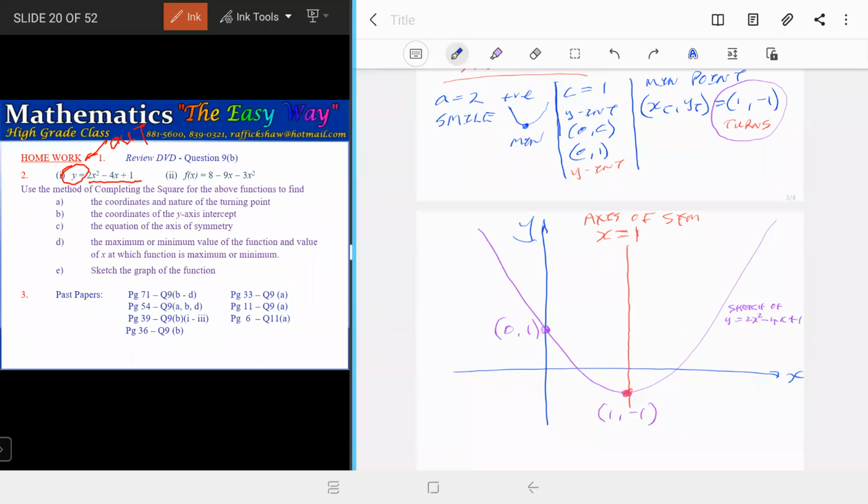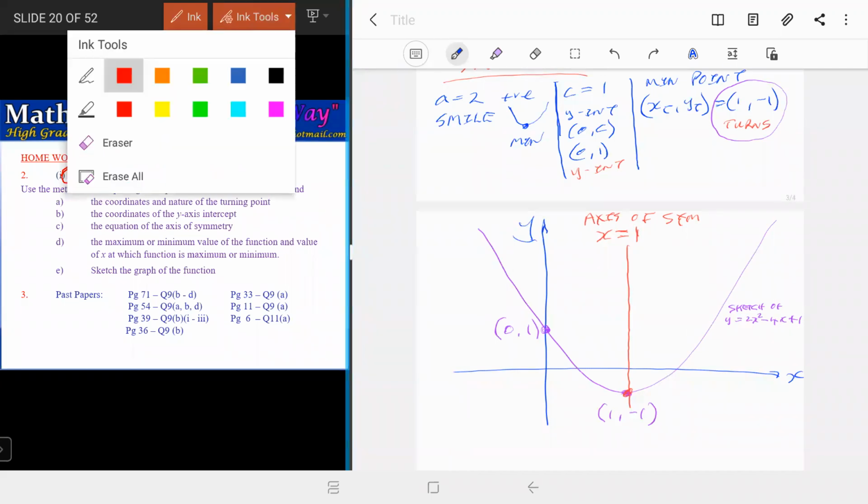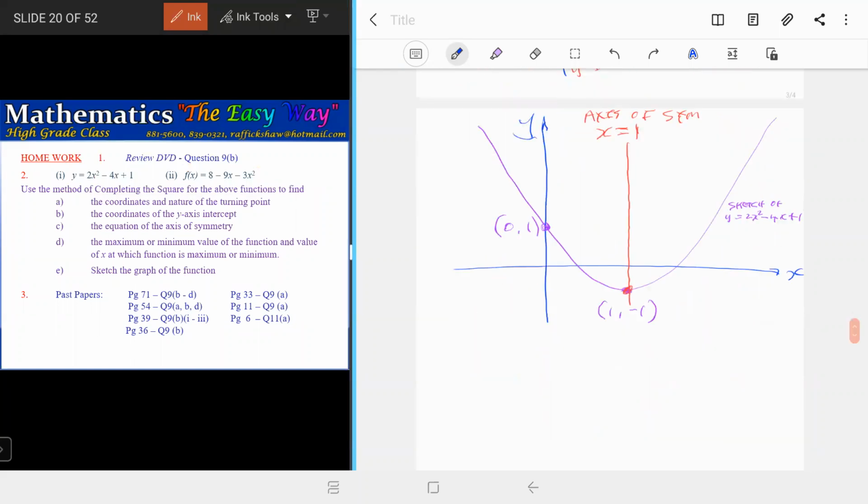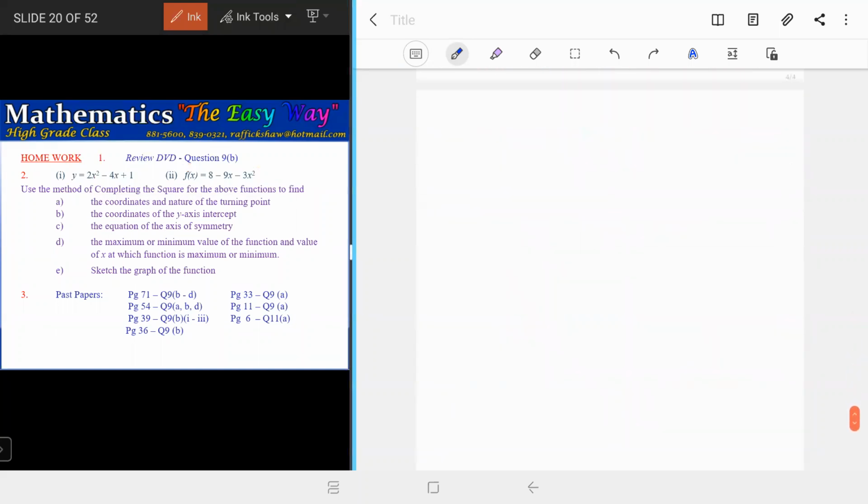All right, so let's do the frown one now, which is this one. And I call it f of x. We can call it y just the same. It doesn't really matter, it doesn't make a difference. All right, let's work it up here now. So we're doing that one. We're going to call it f of x as they did. We're going to say f of x equals 8 minus 9x minus 3x squared.